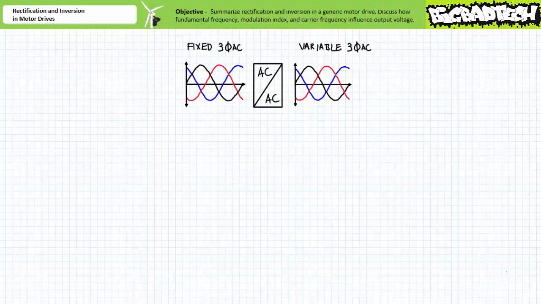We'll discuss pulse width modulated inversion and how three properties, fundamental frequency, modulation index, and carrier frequency, respectively influence frequency, magnitude, and quality of the output voltage waveform.